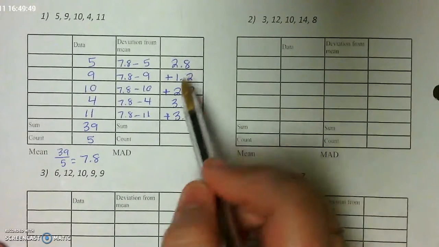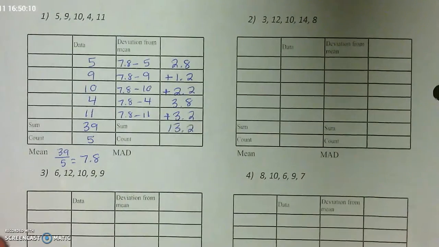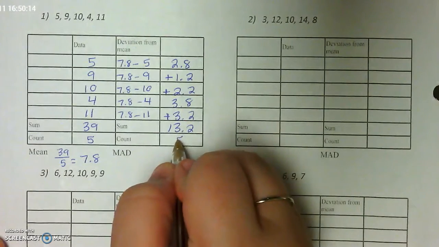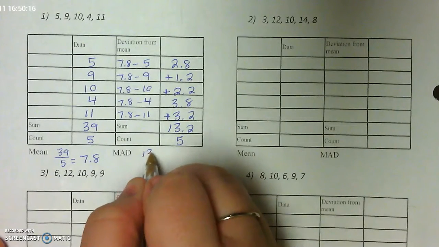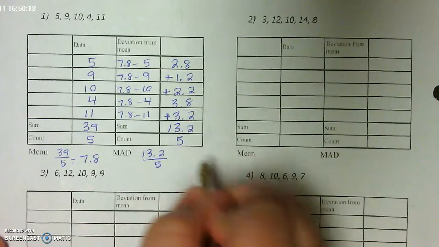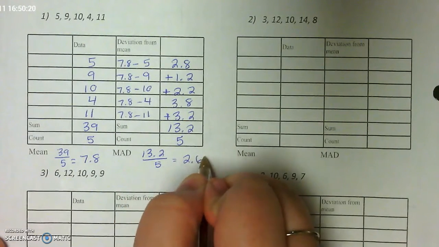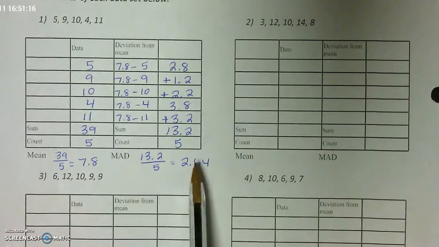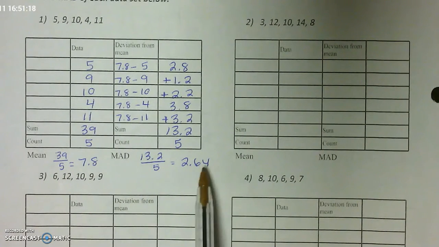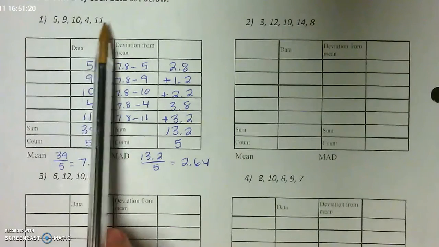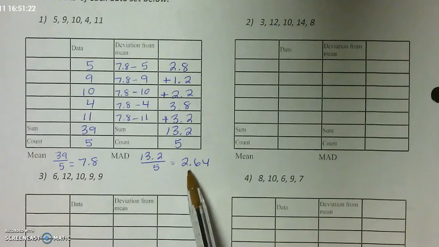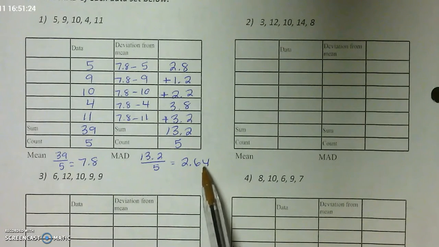So now we're going to add all these together. We end up getting 13.2. We're going to divide that by 5, and we get 2.64. So this number right here tells us that the numbers are, on average, about 2.64 points away from the mean. So it's actually pretty close.